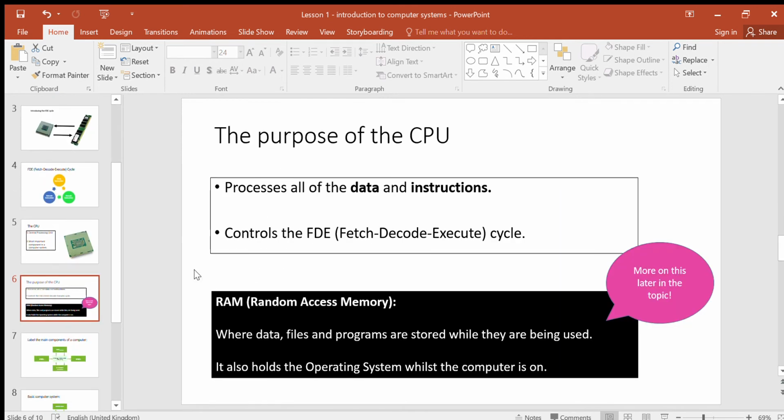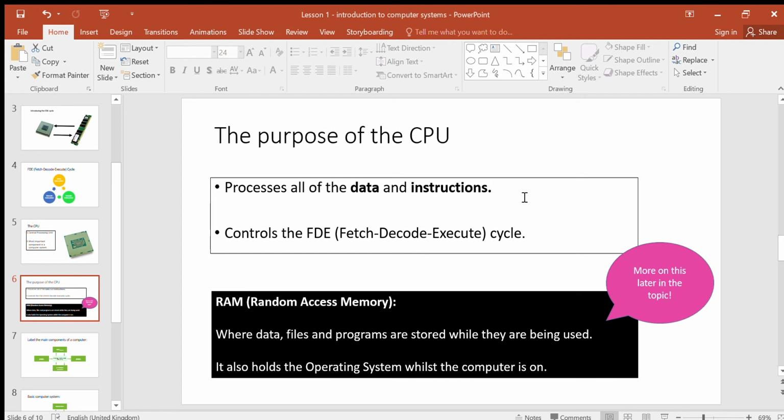So what do you need to know for the exam? You need to be able to tell the examiner that it processes all the data and instructions. Now, data and instructions are in bold because you have got to put those key terms into your answer. And when we start to look at the registers, we'll look at some examples of data and some examples of what those instructions are. You also need to know that it controls the fetch, decode, execute cycle.